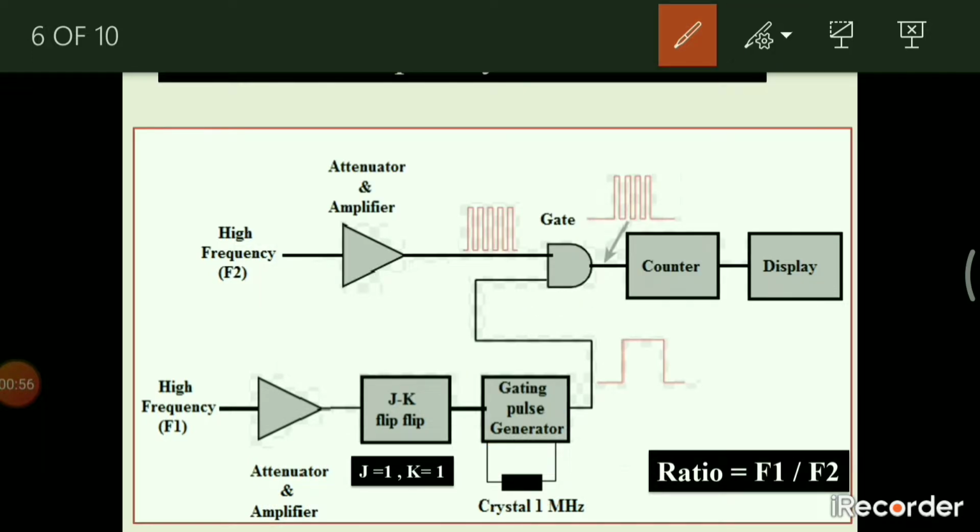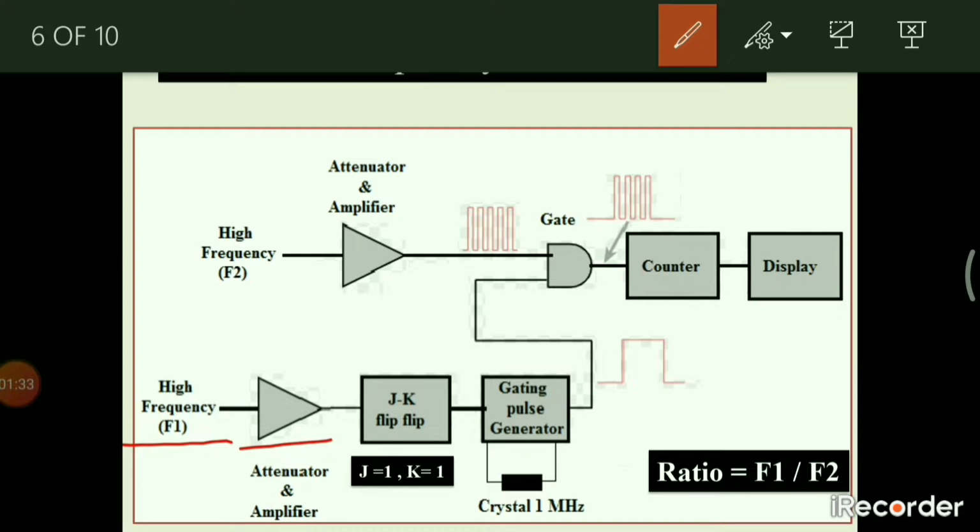Now the working principle, how it works. Here we assume that F1 is high frequency compared to F2, meaning the frequency of F1 is more than the frequency of F2. Then this F1 high frequency signal is given to the attenuator and amplifier. The function of the attenuator is to reduce the magnitude of the original signal, or it pre-amplifies, depending on the magnitude of the input signal.